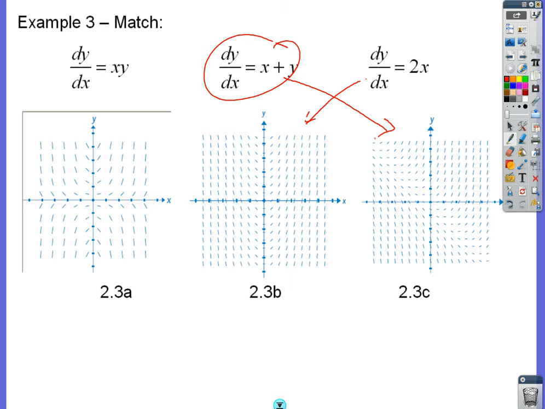And this one, when it's 0, well, if X is 0 or Y is 0, I'm going to have a 0 slope. It's kind of hard to see here, but that's where your 0 slopes are overtaking. And it's kind of hard to see on the graph because they're not in different colors. Okay? And that one goes here.